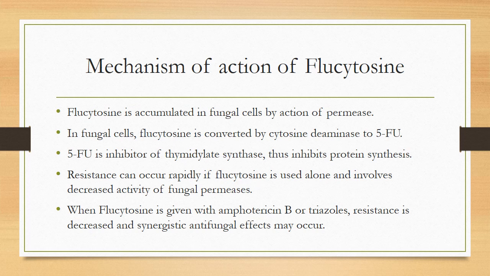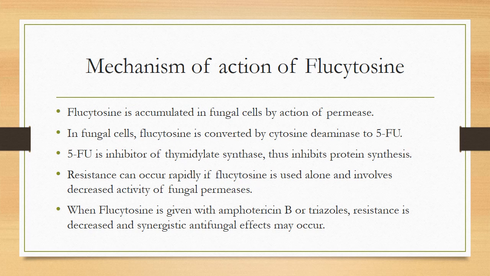Mechanism of action of flucytosine. Flucytosine is accumulated in fungal cells by the action of permease. In fungal cells, flucytosine is converted by cytosine deaminase to 5-fluorouracil. 5-fluorouracil is an inhibitor of thymidylate synthetase, thus inhibiting DNA synthesis.